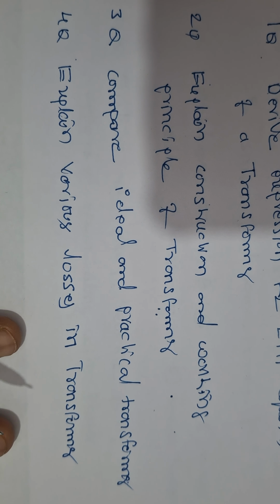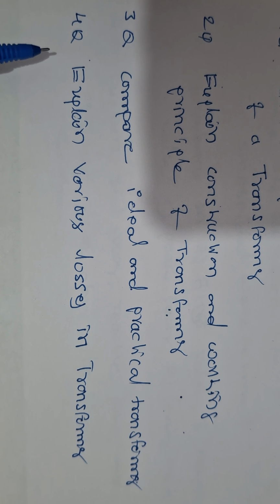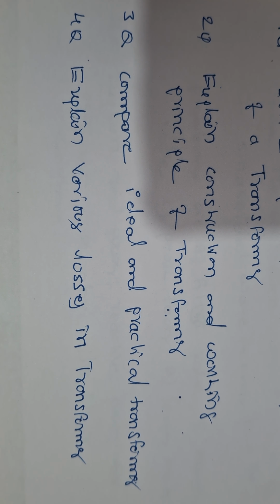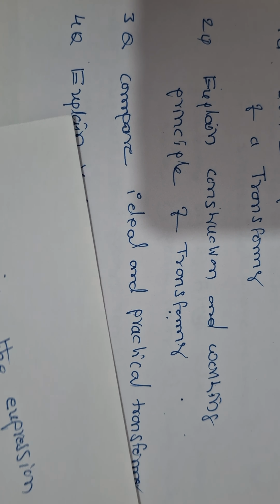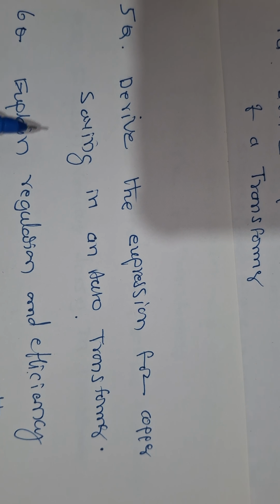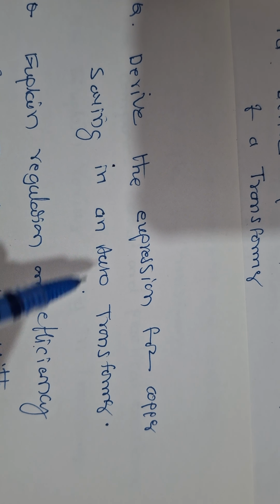So there is a comparison between ideal and practical, so you have to compare it. Fourth one, explain various losses in a transformer. So iron losses, copper losses, again subdivided, eddy current losses, and there are three losses. So you are supposed to explain all the losses. And fifth one, derive the expression for copper saving in an auto transformer.